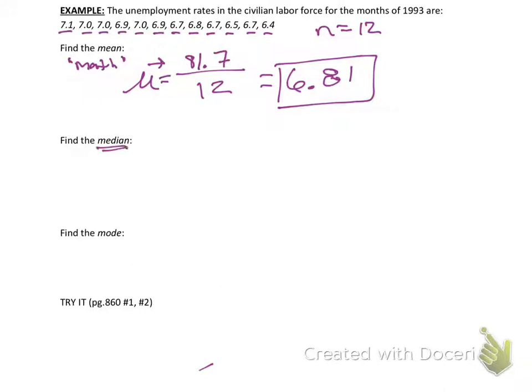Median means middle, right? But that means you have to put them all in order. So I'm going to start with my smallest number here, which is 6.4.